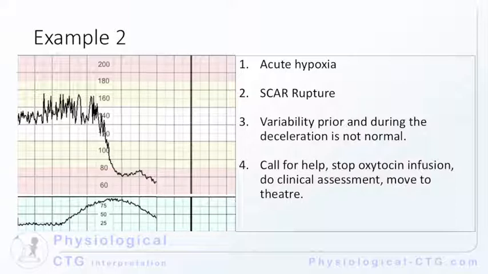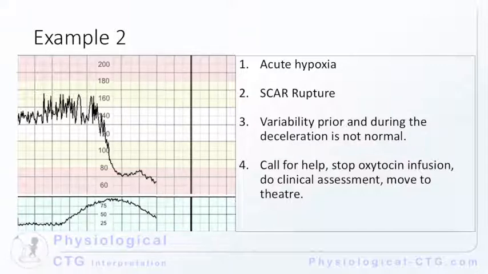In this case, you need to consider scar rupture. There's a history of a previous cesarean section. You have noticed blood-stained liquor. You can see that the CTG before shows a saltatory pattern with increased variability, and you can see that in the first 3 minutes, the variability is very reduced, pencil tip type.